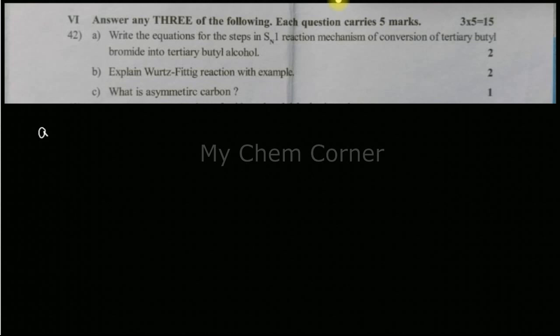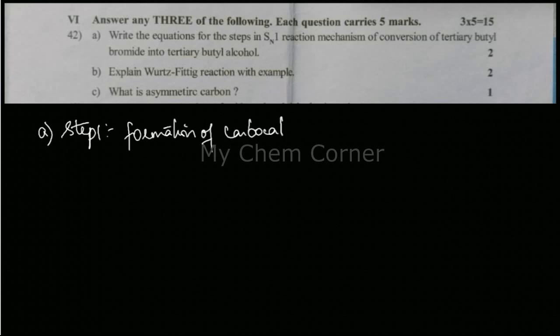The first one is: write equations for the steps in the SN1 mechanism of conversion of tertiary butyl bromide into tertiary butyl alcohol. Here it only says write the mechanism, so we don't really have to look into anything else. It's a 2 mark question, 2 steps carrying 2 marks. So here you can write step 1, which is formation of carbocation. Tertiary butyl bromide is the molecule given to us in the question, so we can clearly use tertiary butyl bromide.